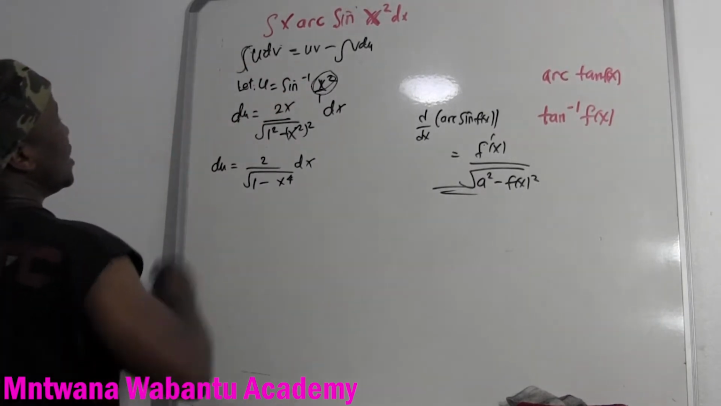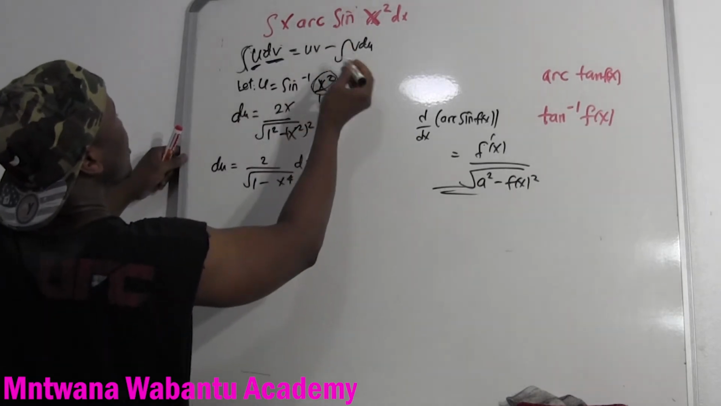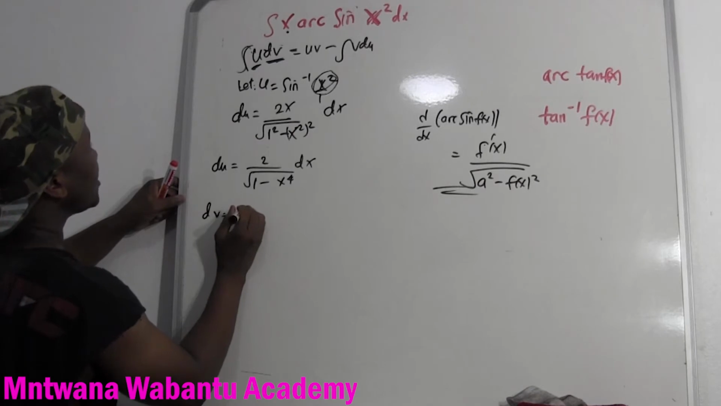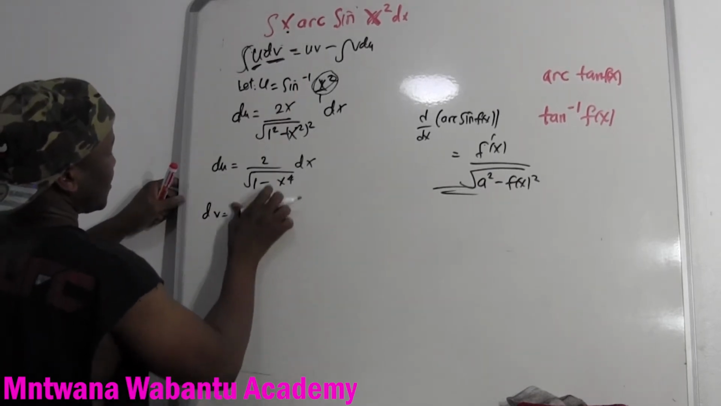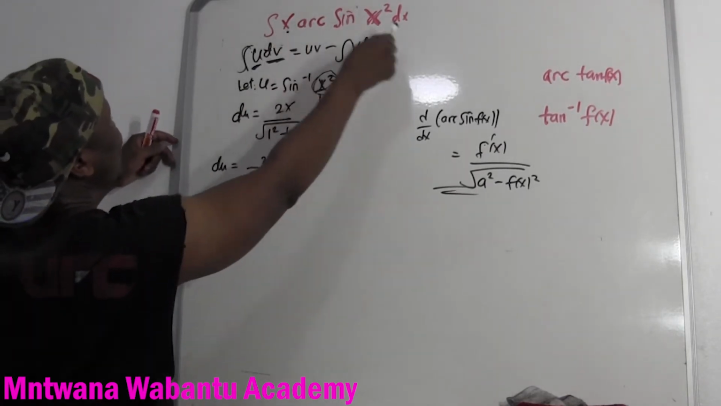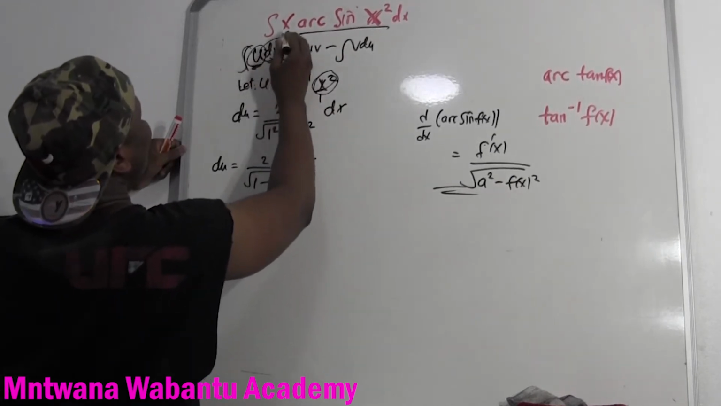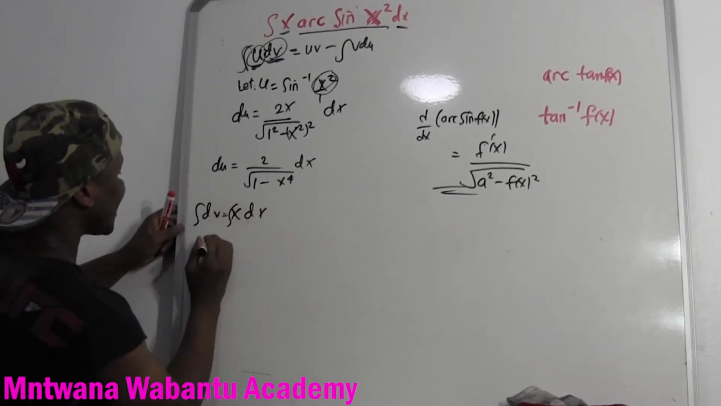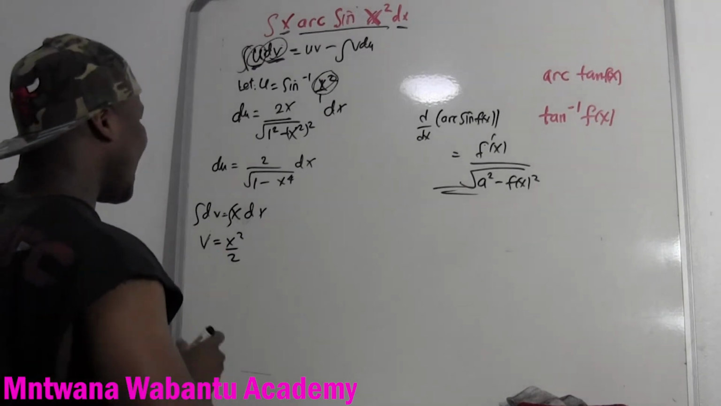Now we go for dv. So this is u, so we need dv. dv equals x dx, because the inverse sine was u. So dv equals x dx. What we do is integrate, so v equals x squared over 2. Now we substitute back into the given equation.